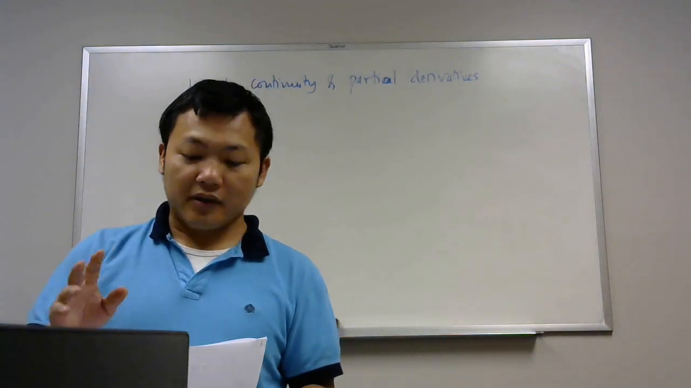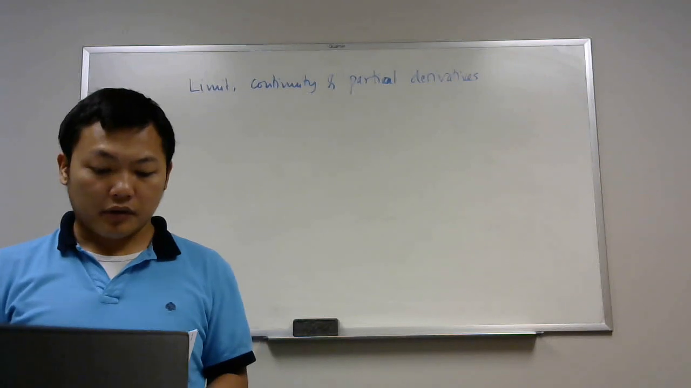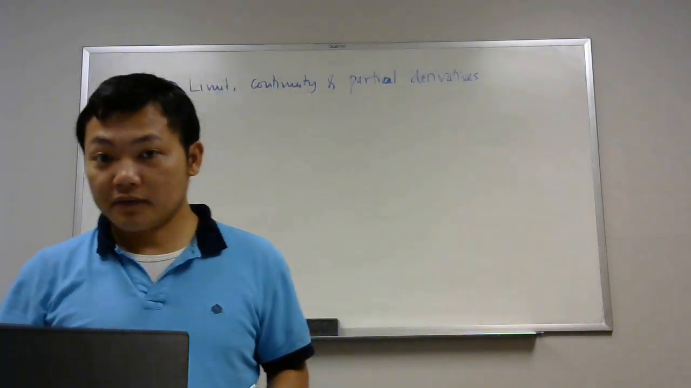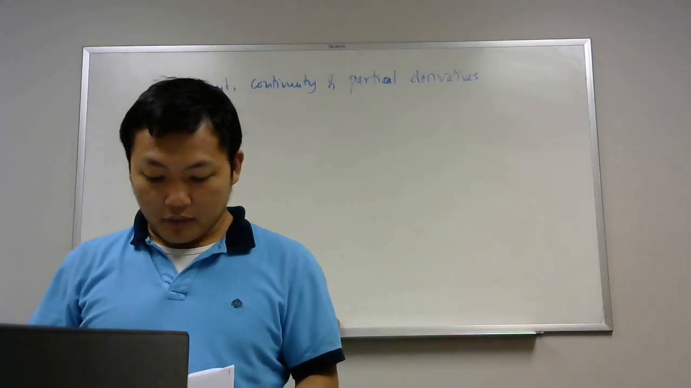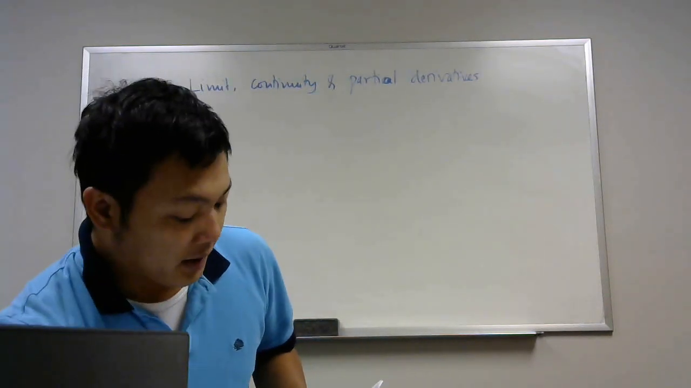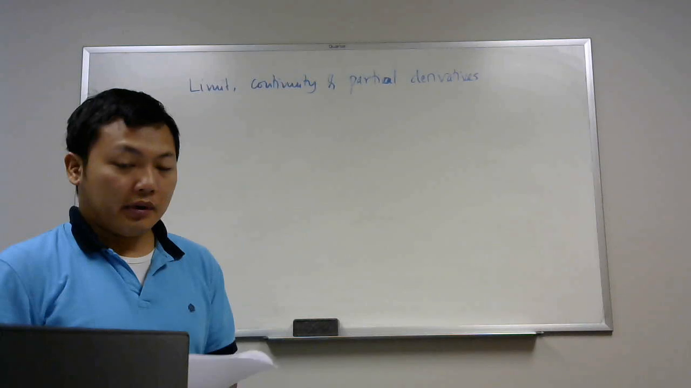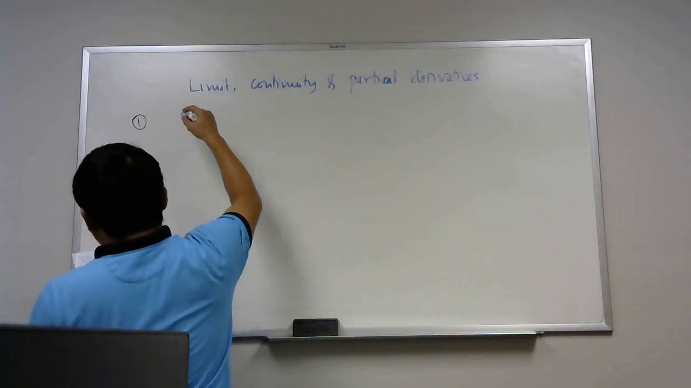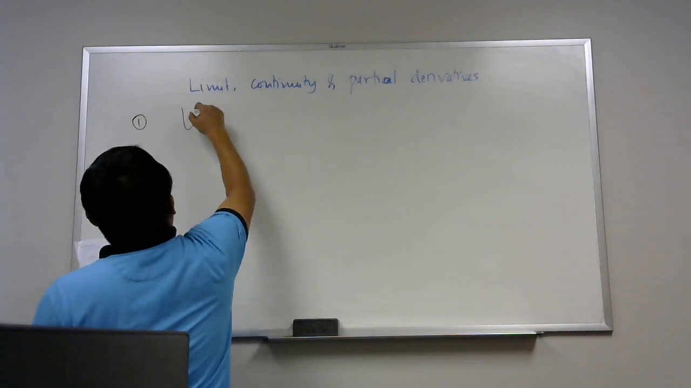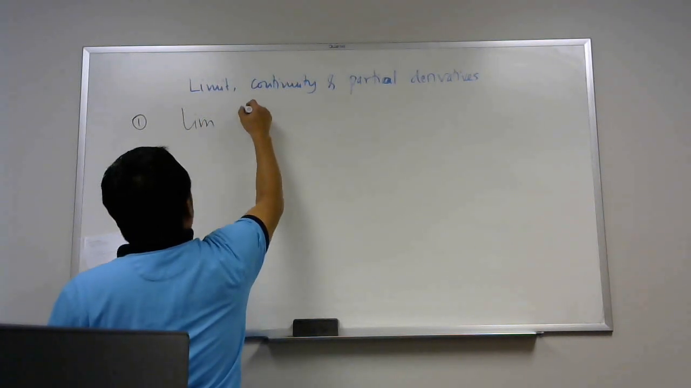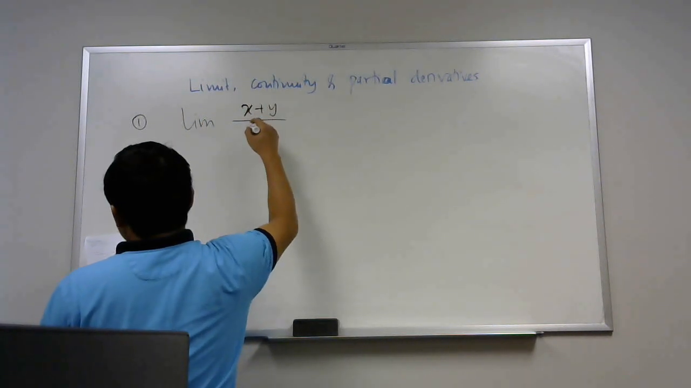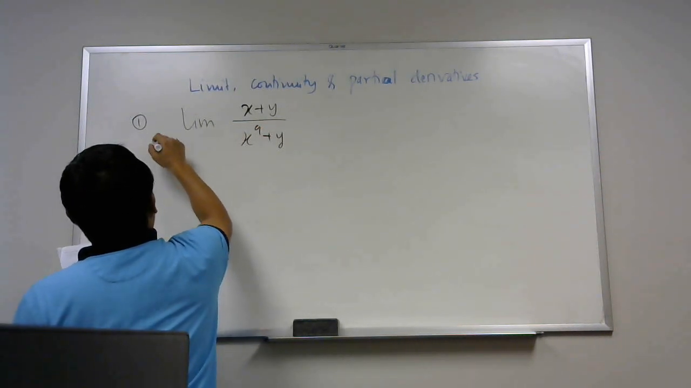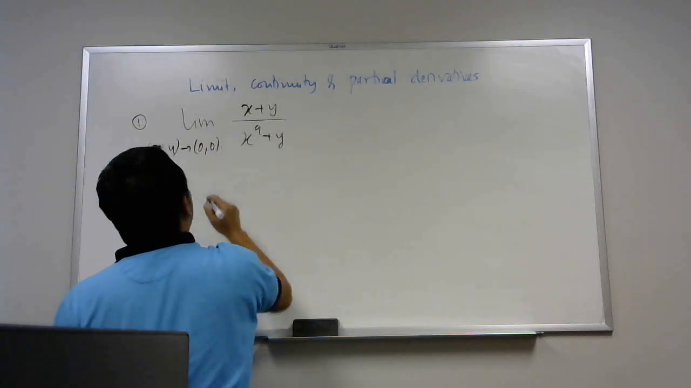Hey, in this video, I do a very short review on limit, continuity, and partial derivatives of functions of two or more than two variables. Okay, so the first problem is about limit. They ask us to find the limit of (x + y) over (x^9 + y) when (x, y) goes to (0, 0).